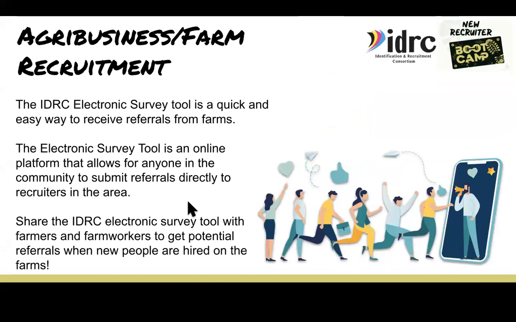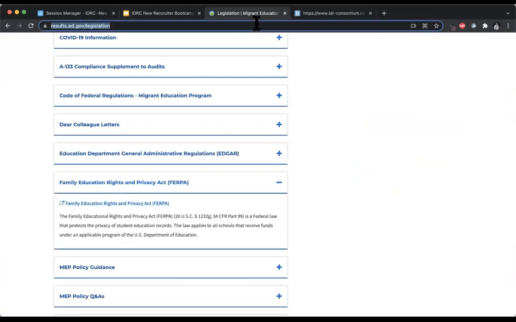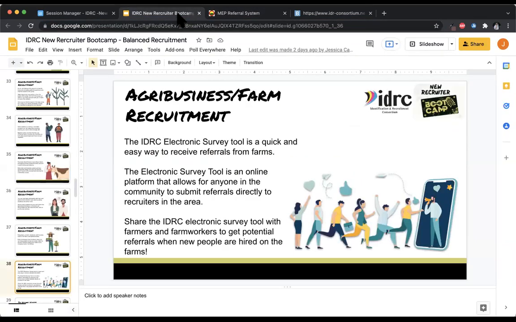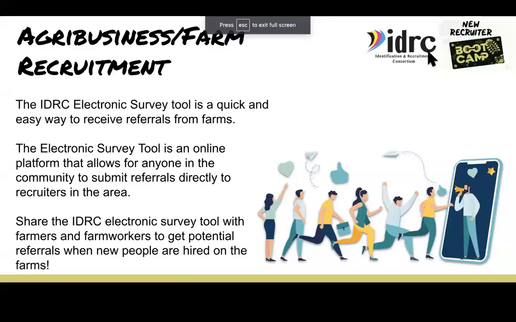The IDRC electronic survey tool, for those that are unfamiliar with it: IDRC has created an online tool to allow anybody that has access to the link to submit a referral. And so all you have to do to be able to submit a referral is to go to idrreferrals.net and fill out the short, quick form, and an email will be sent after you fill it out straight to the recruiter who oversees the area where that referral is from. And so they know automatically when there is a new student that they need to check back with.